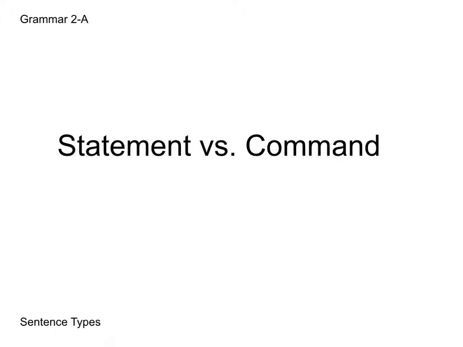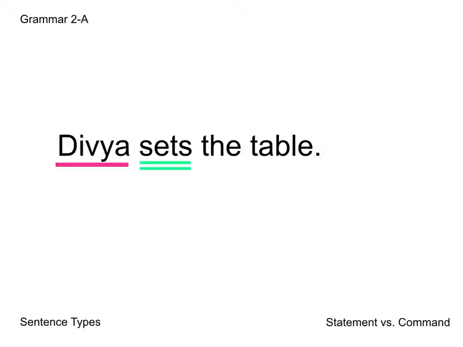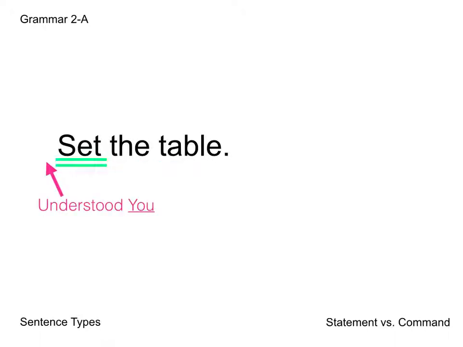First, we're going to look at how to differentiate between statement versus command. Here we have the statement, Divya sets the table. We see that this is a telling sentence. It is telling us that Divya is setting the table. We have the subject and the verb provided. Next, we're going to look at a command, set the table. Here, we just have the verb provided, but we know that the subject is an understood you. You are to set the table.